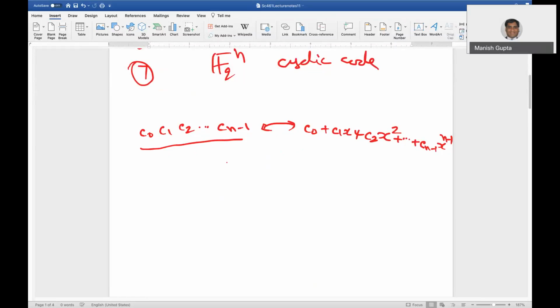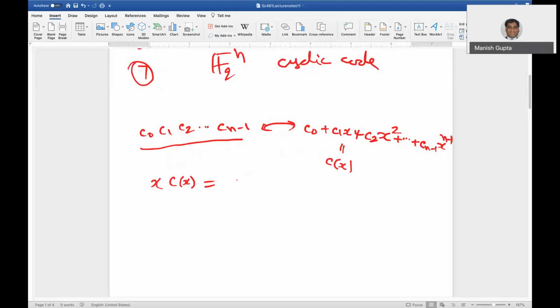So then what will happen? The cyclic shift means, if I call this polynomial C(x), then x times C(x) will be our cyclic shift. X times C(x) will be what?